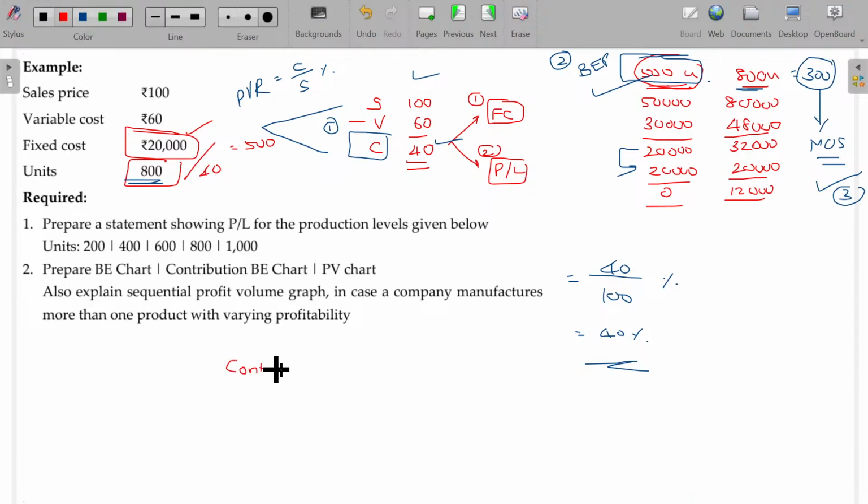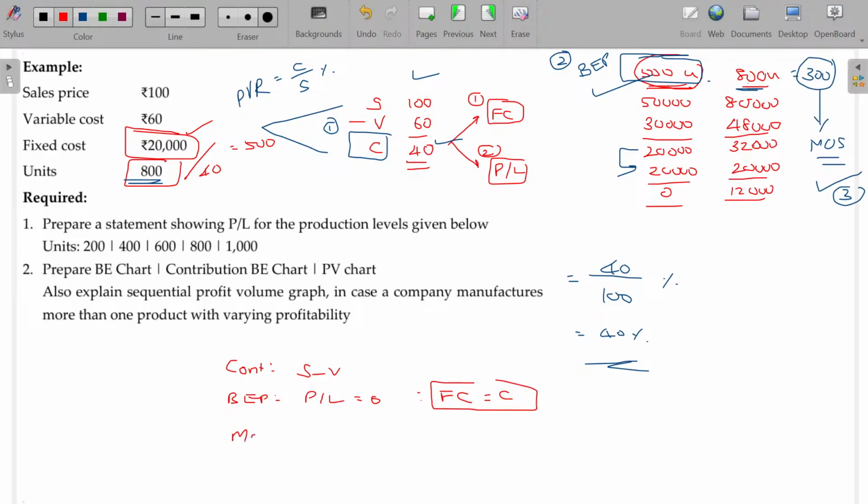Contribution. Contribution is nothing but sales minus variable cost. Buying and selling gives you some contribution, which is nothing but sales minus variable cost. Then you have to understand BEP. BEP is nothing but where your profit and loss is equal to 0. You don't have any profit or loss. Otherwise, your fixed cost is equal to contribution.